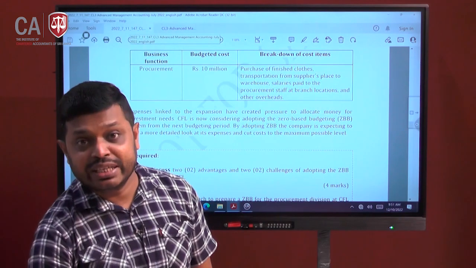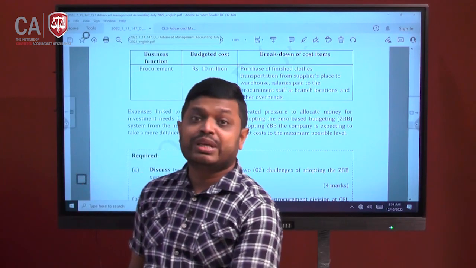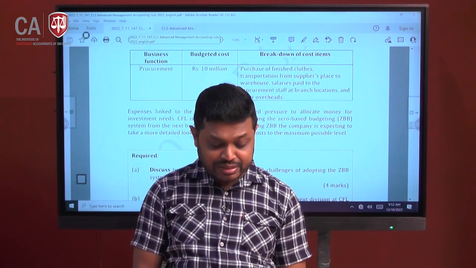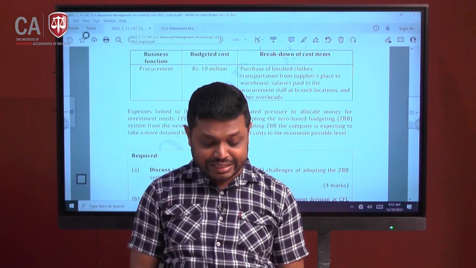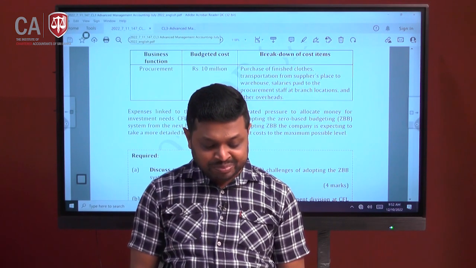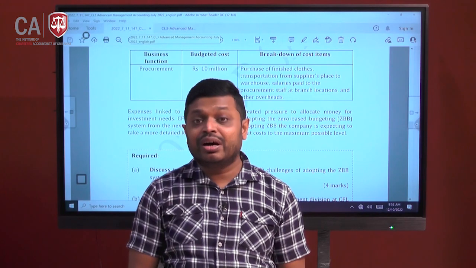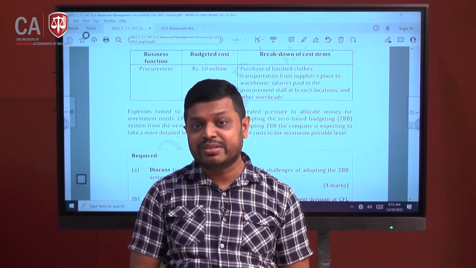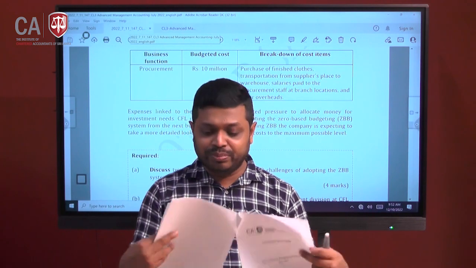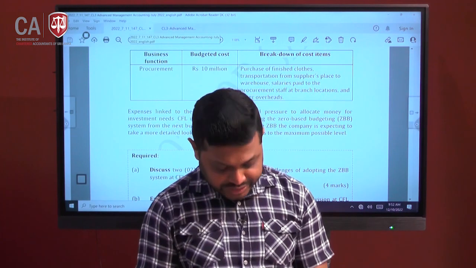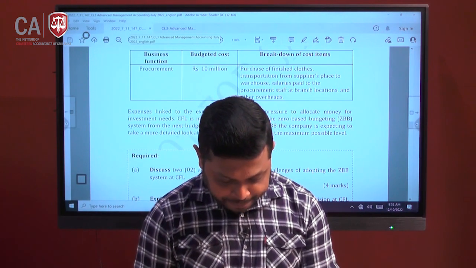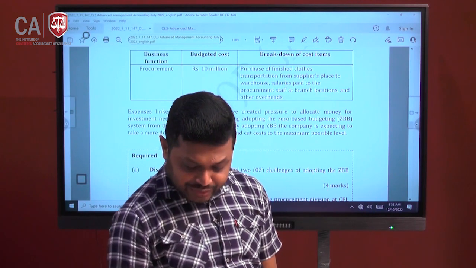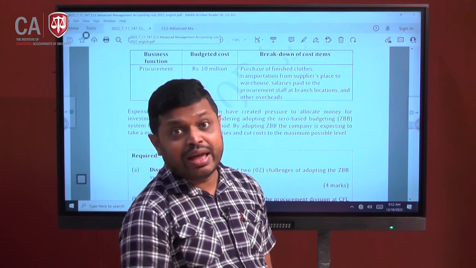In zero-based budgeting, what will happen? You have to justify the expenses. These are the expenses to be incurred. This is the reason why we need to include this expense. Likewise, you have to justify whatever expense you are incurring, that we will call zero-based budgeting, right. Okay. First one, what they asked to do: what are the benefits, advantages and challenges of accepting this zero-based budgeting?